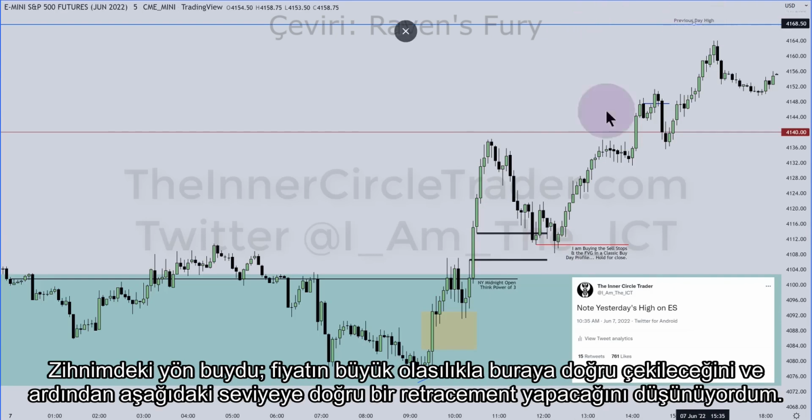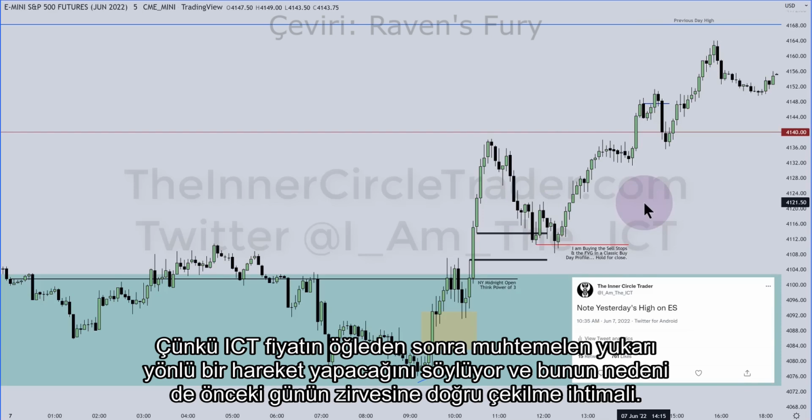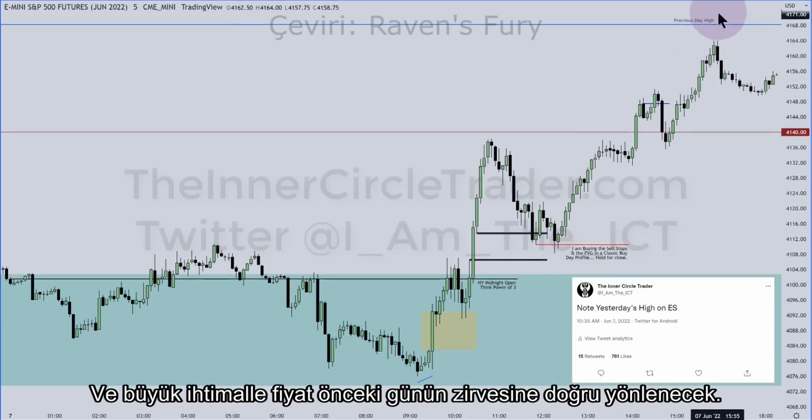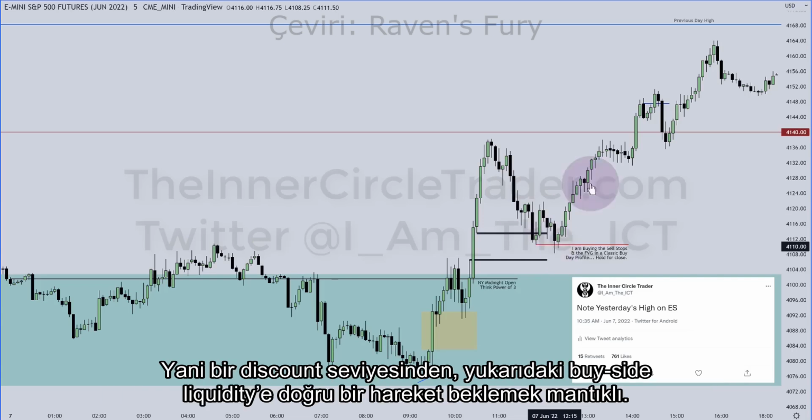I'm thinking, think up here. This is where it's going to draw to likely. And it's going to retrace down to this level here. So right away, this should tell you that for the folks that are paying attention, ICT says that it's probably going to go up in the afternoon. And it's probably going to gravitate towards this level up here, which is the previous day's high. And he's showing this level here where he's taught optimal trade entry, fair value gap. When it goes down to here, it's in what? A discount. So we're moving from a discount to buy sell liquidity.